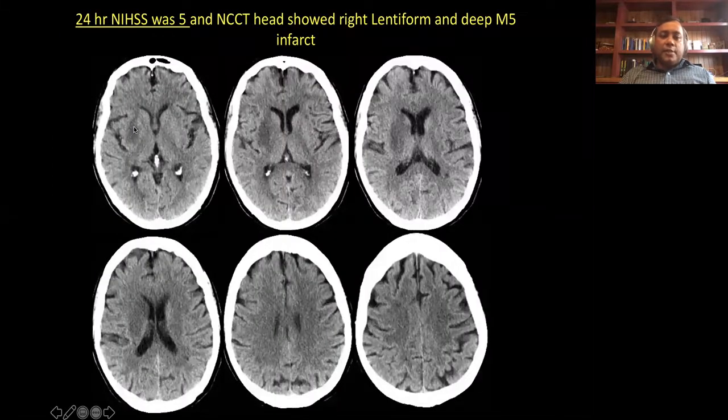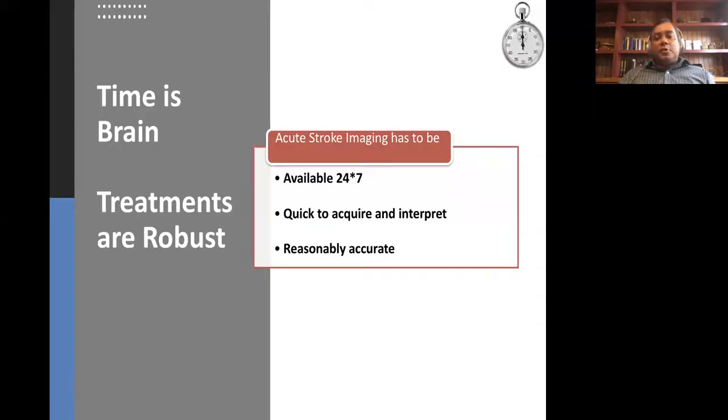We had some lentiform and deep M5 infarction. And so this is how we use imaging for treatment decision making. Now, we must remember again, I want to reiterate the fact that time is brain. The endovascular thrombectomy and intravenous thrombolysis are robust treatments.